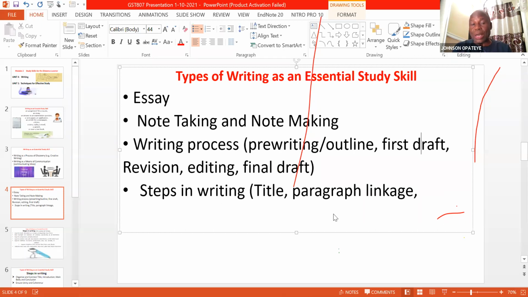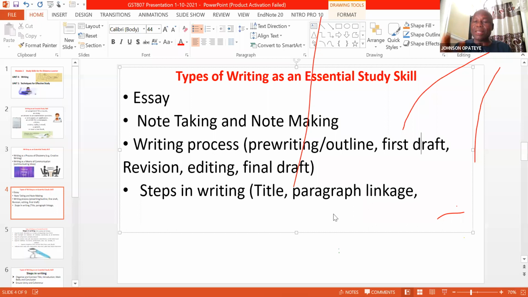Steps in writing tell you that you have the title and what we call paragraph linkage. When you are writing, your ideas must be in paragraphs. And these paragraphs must be so synergized that they link to one another. There's a linkage among the paragraphs. So paragraph 1 will be linked to paragraph 2, so that somebody who is reading what you have penned down will see that the ideas you are presenting are actually flowing through.